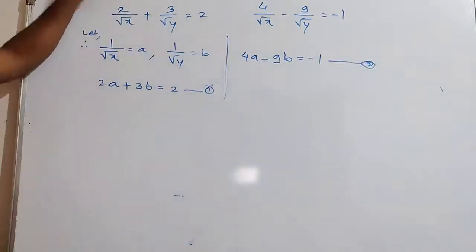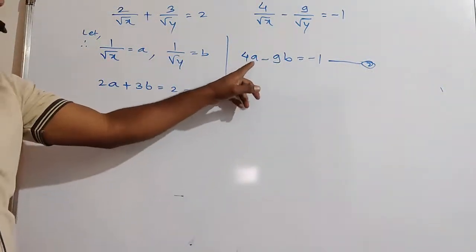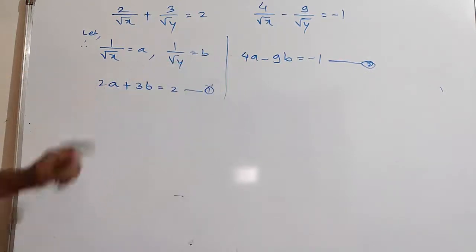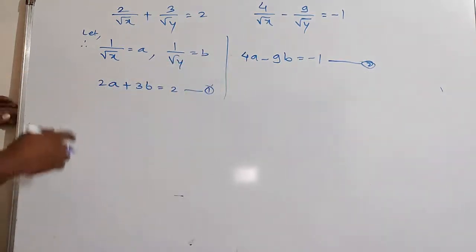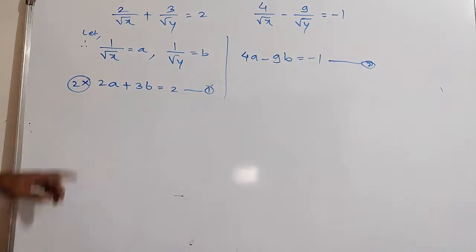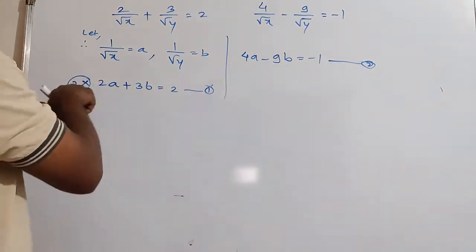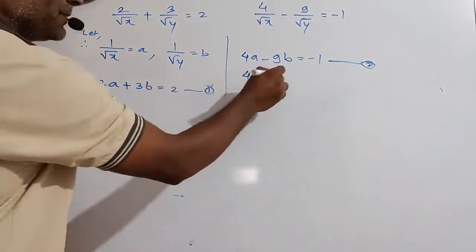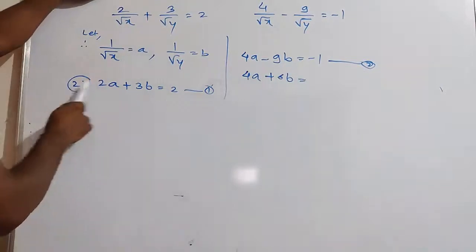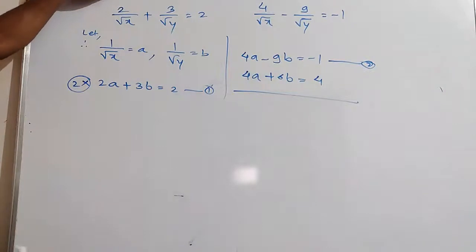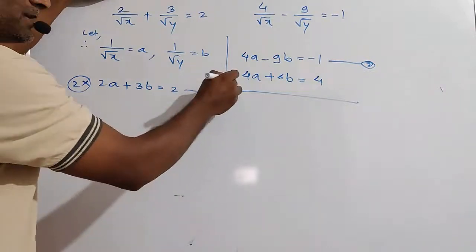Okay? Now here the coefficient is 4a. Here a's coefficient is 2. So only this equation I can multiply by 2, so that 2 into 2 will become 4a. Okay, and that equation I will write here. So 2 into 2, 4a, 2 into 3, 6b is equal to 2 into 2, that is 4. So the entire equation I have multiplied by 2, and I will subtract these both equations.